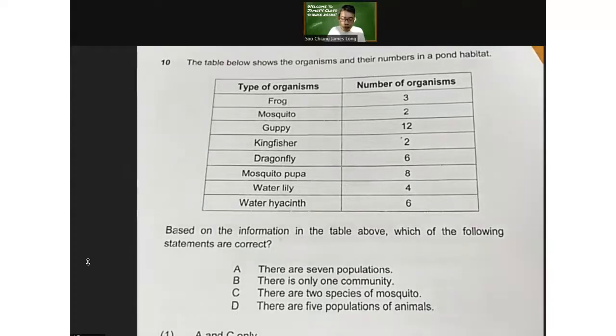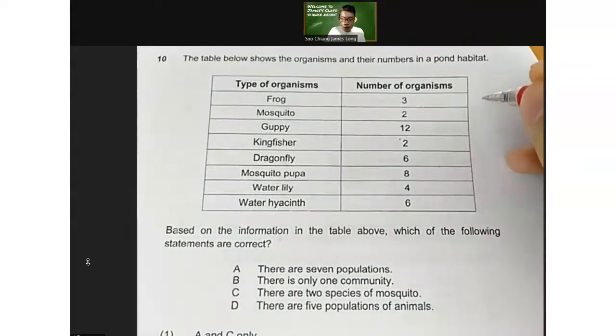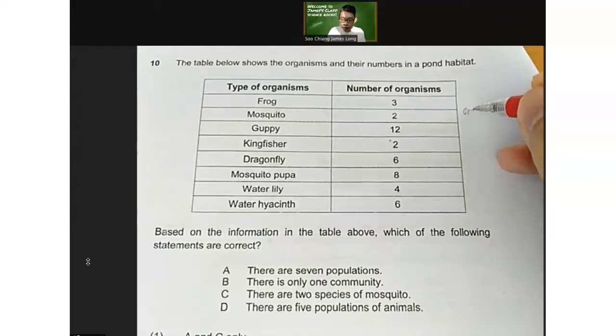Okay, let's try. The table shows the organisms and their numbers in the pond habitat. Alright, different organisms. And now you understand, right? There are a few new words you learned this year. Organisms.